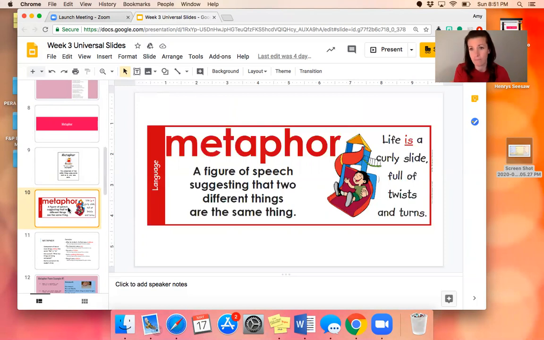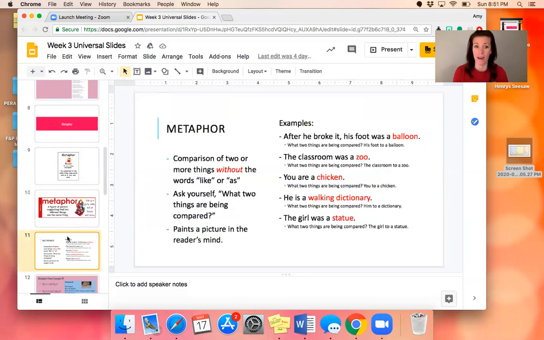Now this one directly tells you what the comparison is because the slide is twisty, it has twists and turns, and that's kind of a similar theme of life. As we're all noticing now, life has lots of twists and turns. So that's the reason for the comparison.